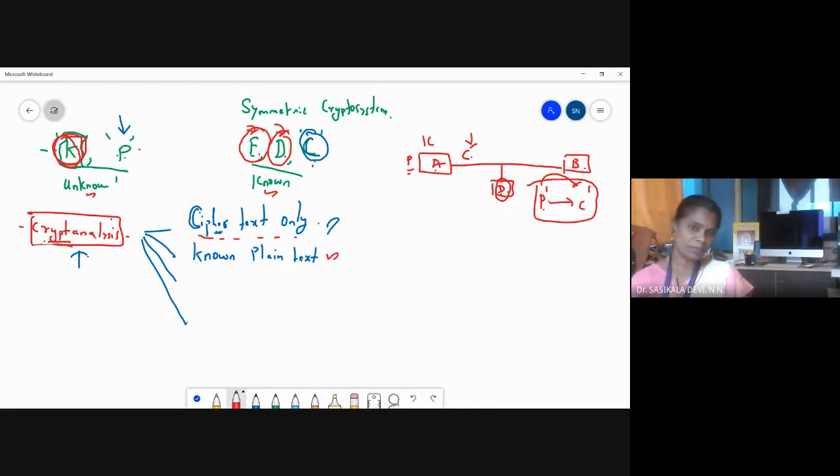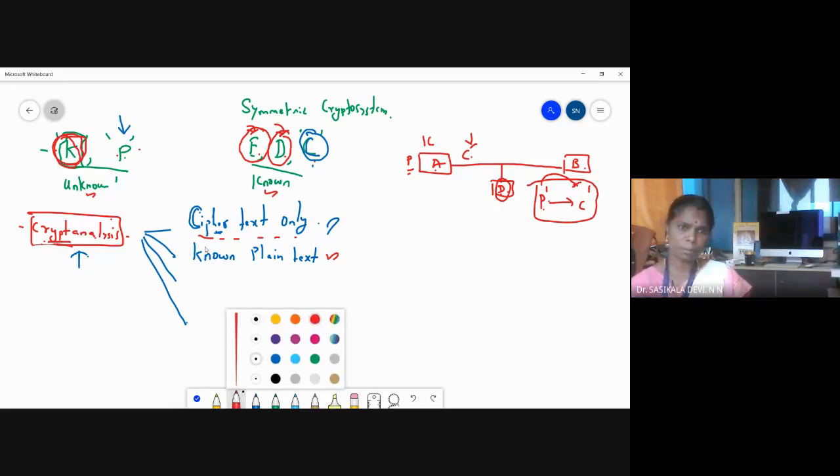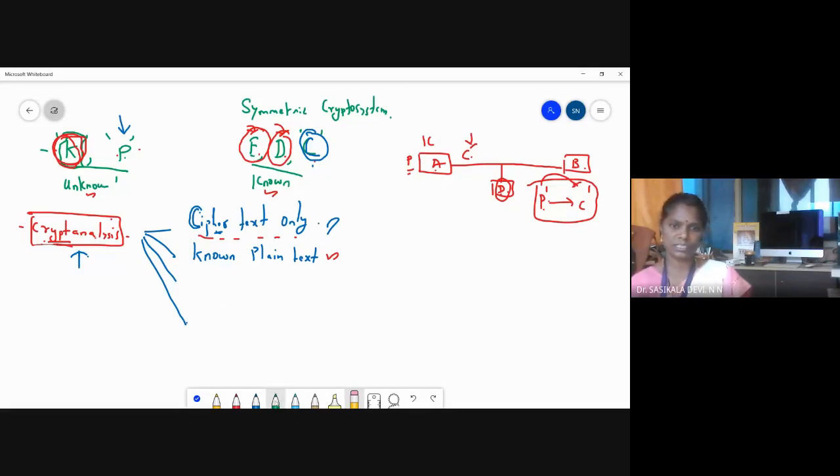Okay, and the next type of attack is known as the chosen plain text attack. The difference here is that in the known plain text attack, P prime is not selected by Dark, not selected by the cryptanalyst. But here Dark can select some plain text. Normally the frequently used text is selected by Dark. So some chosen plain text and the equivalent ciphertext is also available.